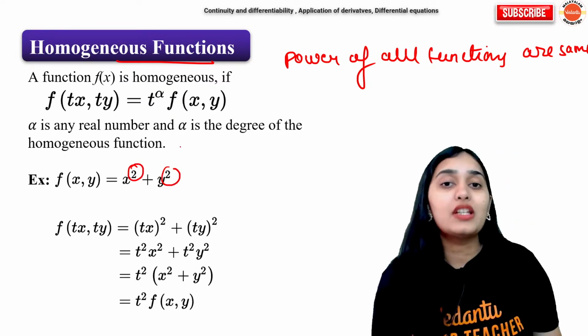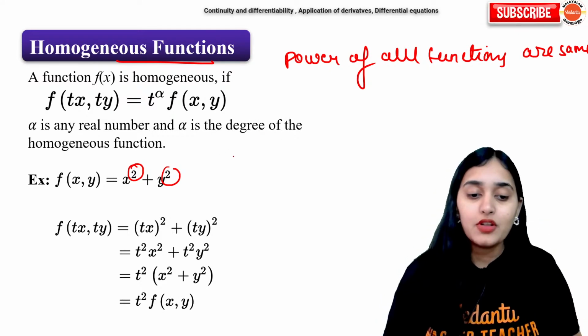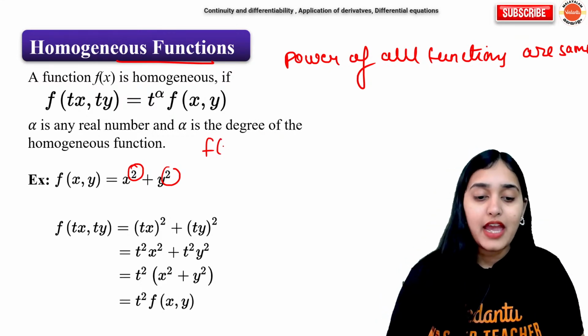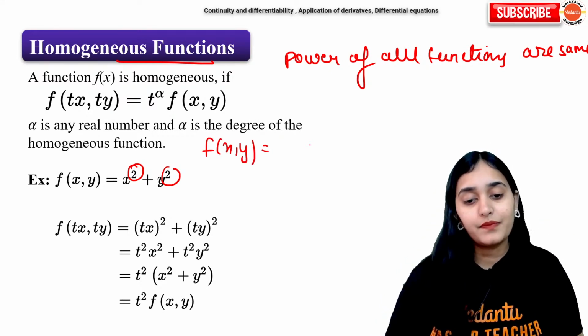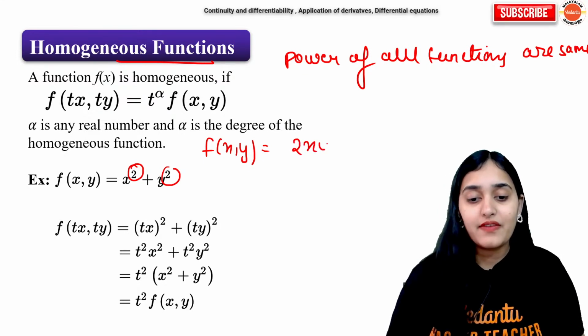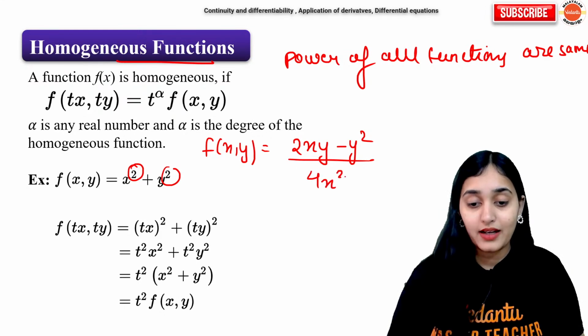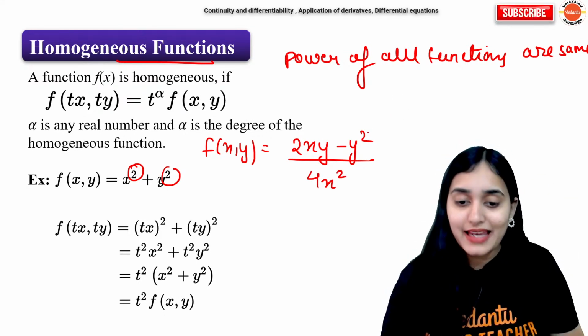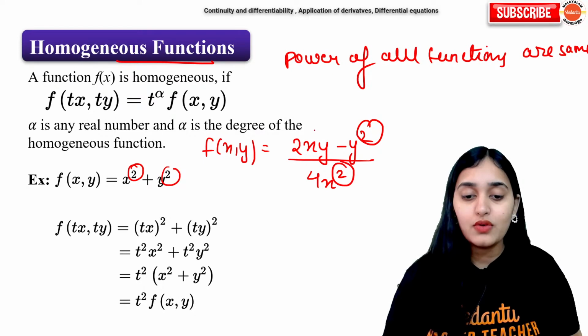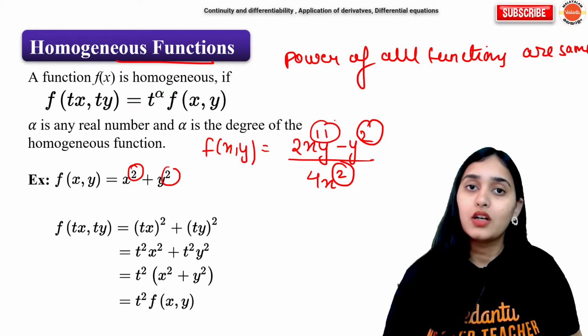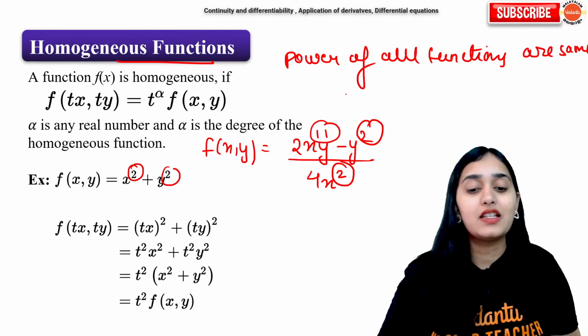So it's a homogeneous differential equation. Similarly, suppose you have a function f of x, y, let's say (2xy minus y square) upon 4x square. Is this homogeneous? Yes. Power 2, 1 plus 1, 2. So it is a homogeneous differential equation.